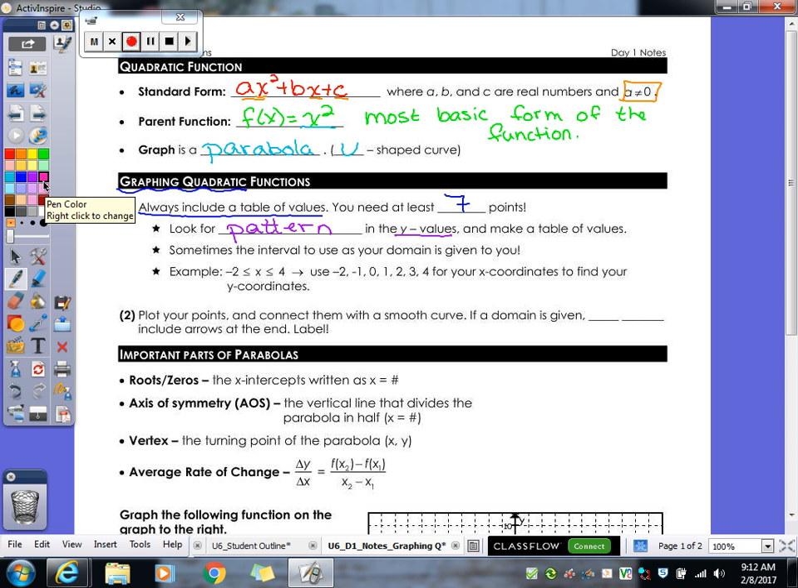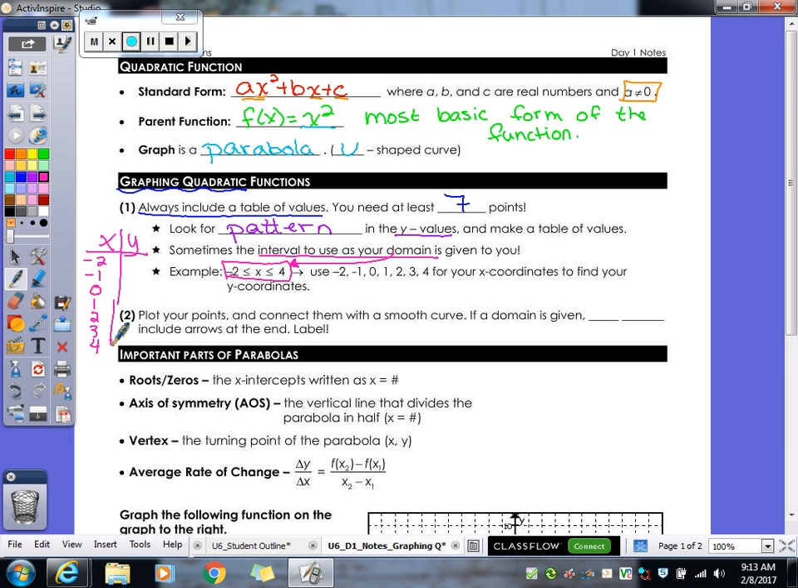So sometimes the interval for your domain is given to you. Not often, but it does happen every once in a while. When that is given to you, it would look like this. So that is an example of your domain being given to you. It would say -2 is less than or equal to x, which is less than or equal to 4. So what that means is when you make your table, it's going from -2 to 4. So you would do -2, -1, 0, 1, 2, 3, 4, and you would use your calculator to help you figure out your other side there. So that's telling you what to do in your x values.